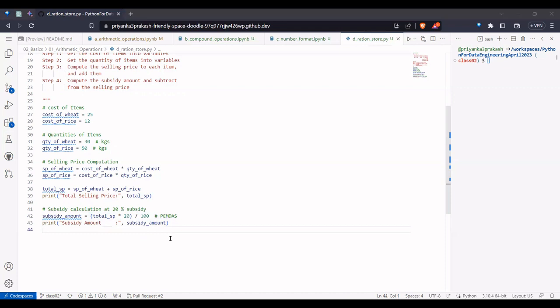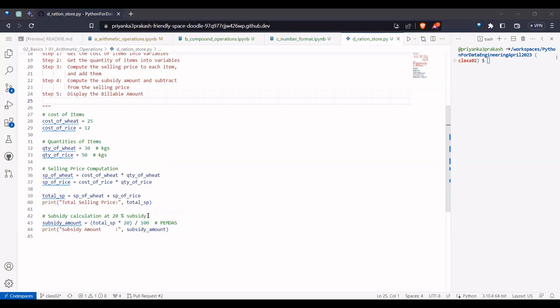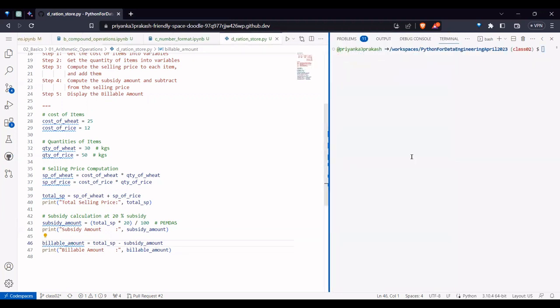And finally, in the last step, we need to display the total billing price, right? So to get the total billing price after doing all of this, what do we do? The total billing price means the total selling price minus this one. So you get the total billing amount. Now, how do you see the output? Go to the terminal and do it. I told you how to get the terminal to the right also.